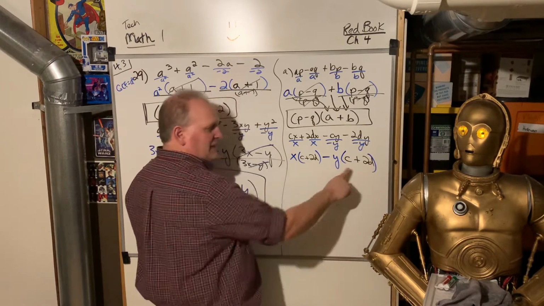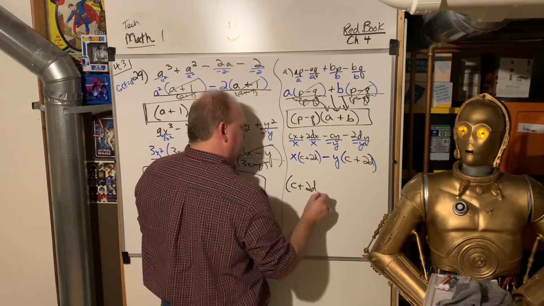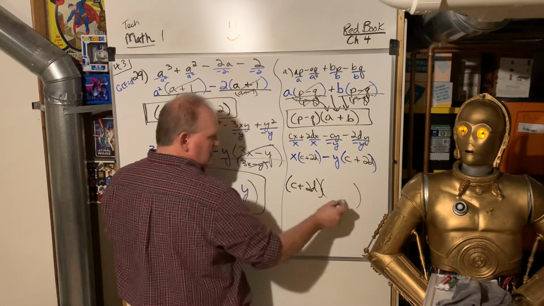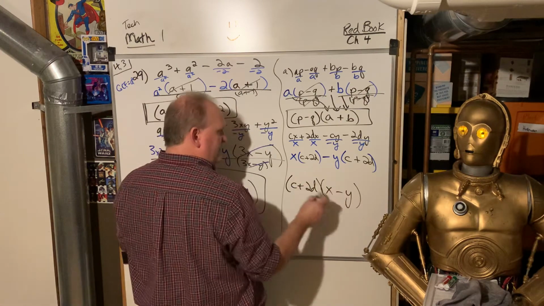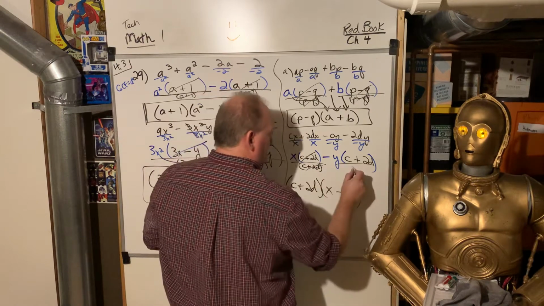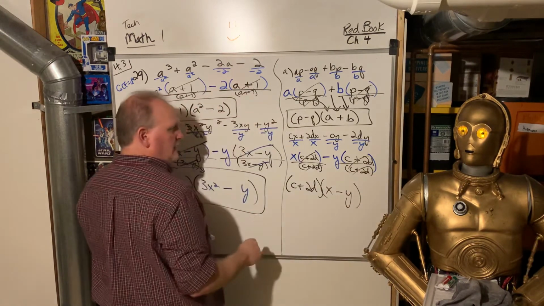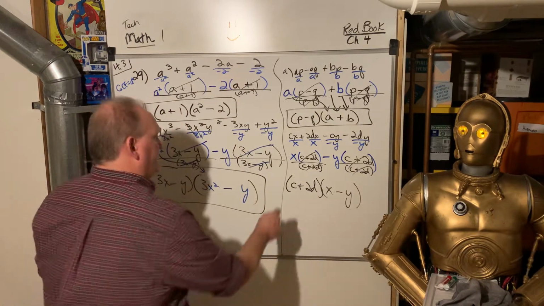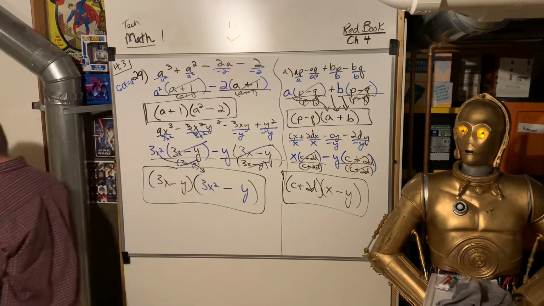And now look, this binomial is exactly the same as that one. So we factor that out. And then you're left with X minus Y, right? Whatever's left there and whatever's left there. I'll show my work though. Okay. Done. That's called factoring by grouping.